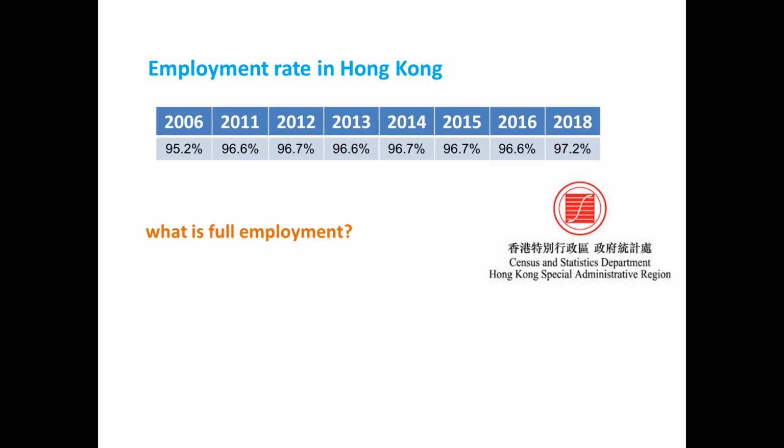So I just copied some data from this website here. You can look at the employment rate in Hong Kong in the recent decade, from 2006, 2011, all the way to 2018. This is the employment rate. I would say it is between 95 and 97. So you see basically almost the entire labor force is having a job.